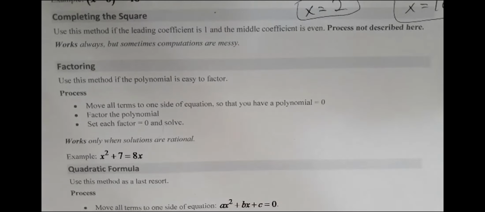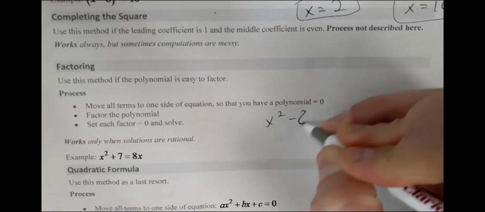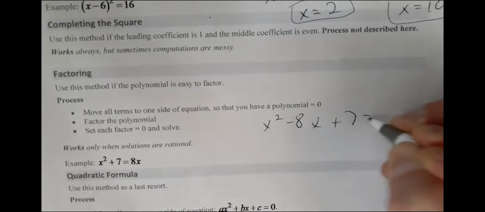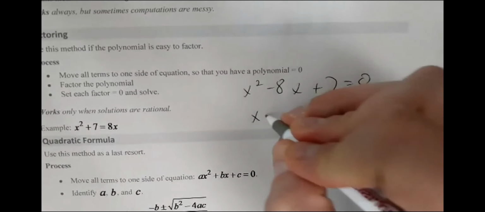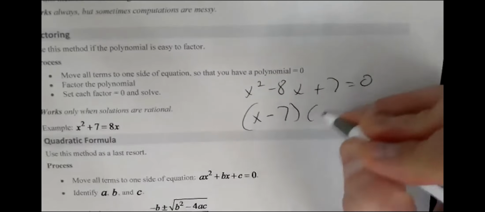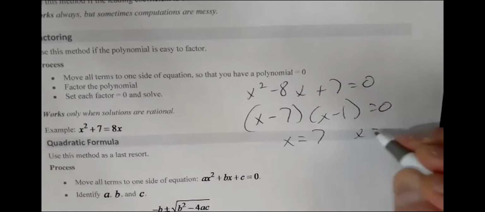And so they give us an example for factoring. If we want to factor this thing, it looks like x squared. We're going to subtract the 8x over and add 7 to make this equal to 0. And I believe if we factor this, it should factor into x minus 7 and x minus 1. So x is equal to 7 or x is equal to 1.